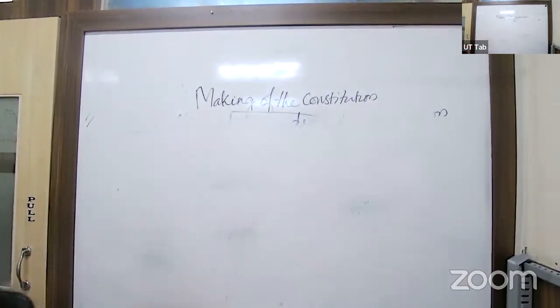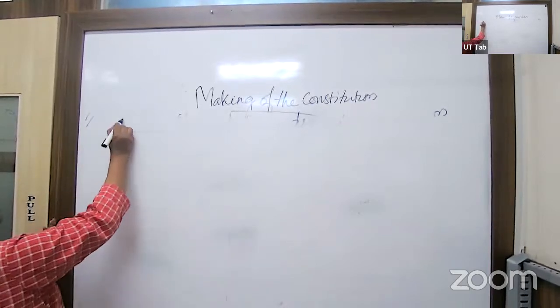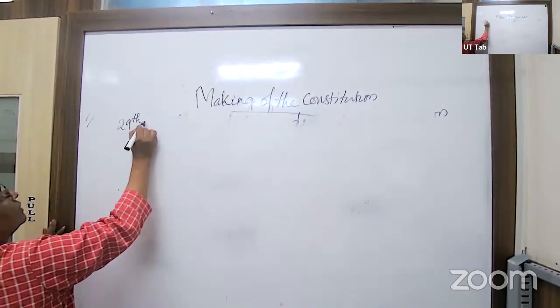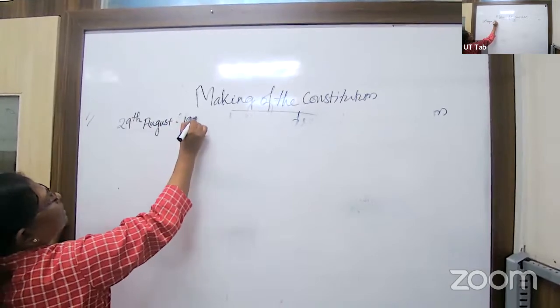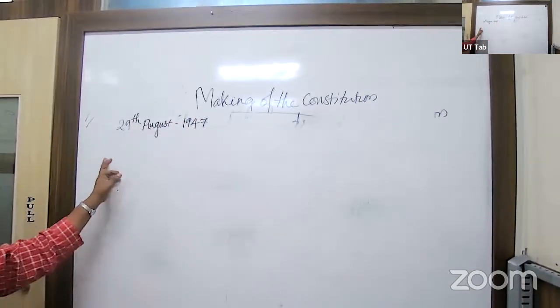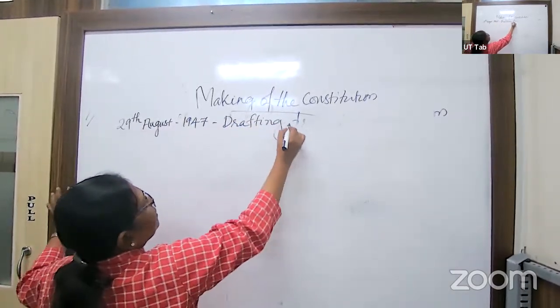Now let's see that how that framing of the constitution. See, who was the president of the Constituent Assembly? On 29th August 1947, the Constituent Assembly appointed the drafting committee under the chairmanship of Dr. Ambedkar. So, which day? 29th August 1947. Okay? That day only drafting committee was formed.